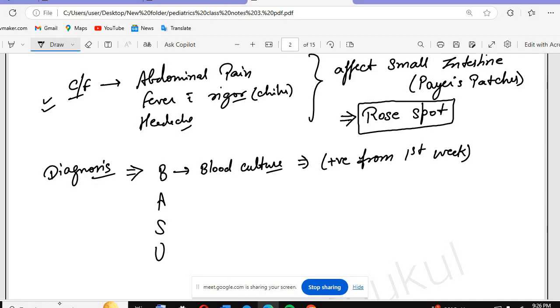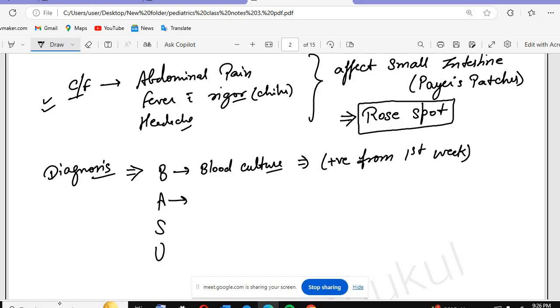Because the first one has high specificity and high sensitivity. Specificity means that if it is positive, we can say more specifically that this is a case of typhoid fever. So that's why this is positive from the first week. It means it will be present in the second week also, third week also, and the fourth week also.